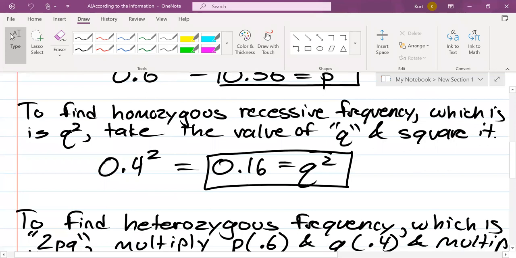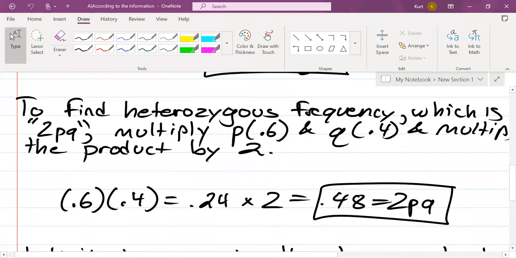To find the homozygous recessive frequency, which is Q squared, take the value of Q and square it. 0.4 squared equals 0.16 equals Q squared. So on the left, 0.4 is Q. If you square it, you get 0.16. And then I say 0.16 equals Q squared.